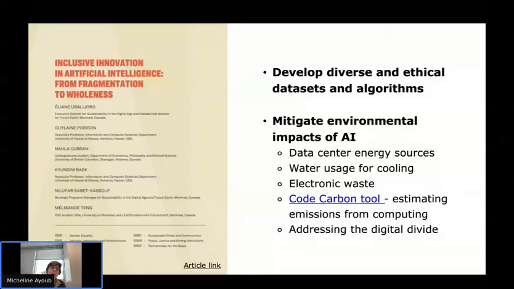We have produced chapters and white papers on the topic that you can see on our website. One of them is Inclusive Innovation in Artificial Intelligence: From Fragmentation to Wholeness, that deals with the ethical issues and the digital divide in this topic. And with that, I want to thank you for your attention, and I'm ready for questions. Thank you.